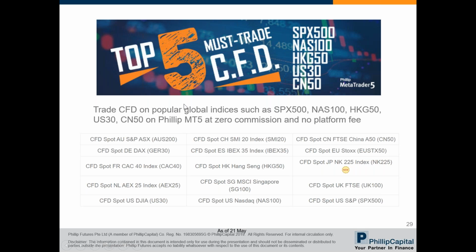So these are the top 5 global CFDs that have been traded with us at the moment: the SPX 500, the Nasdaq 100, the Hong Kong, the Dow Jones, the China A50. So all these are zero commission and no platform fee at all.